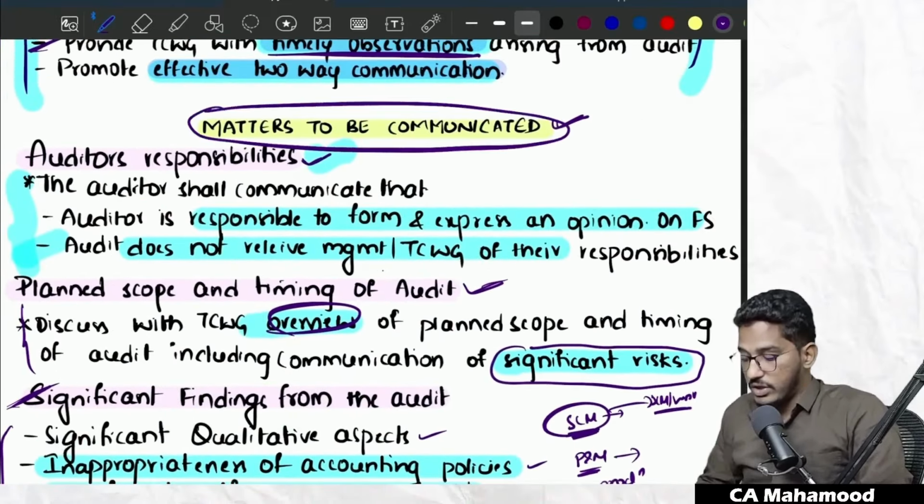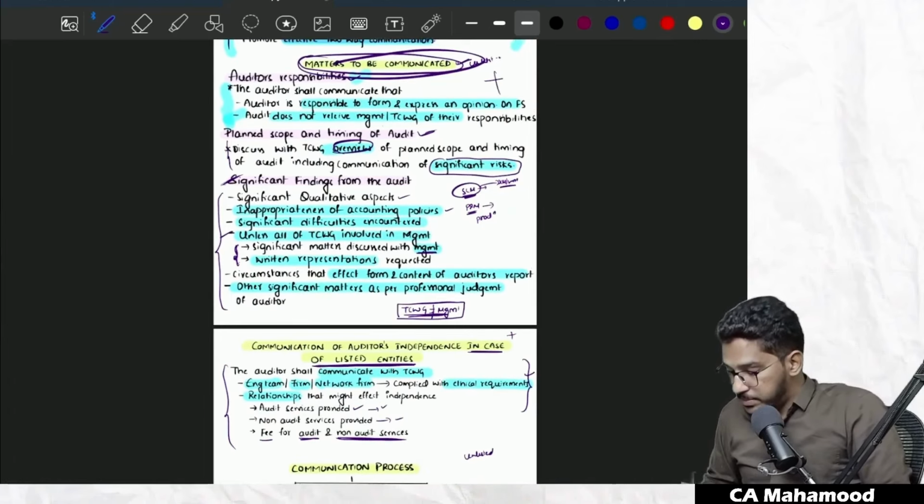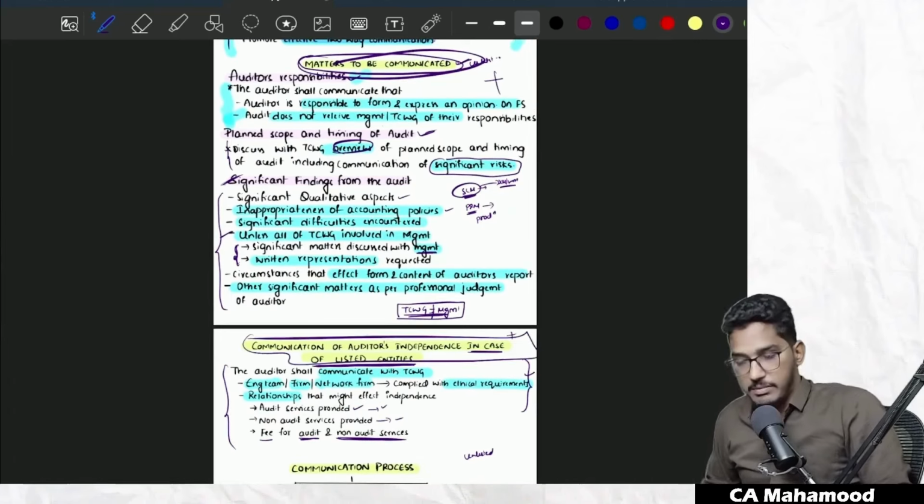So once again, if you are conducting audit of an unlisted entity, only these things. If you are conducting audit of a listed entity, these plus independence requirements, both you have to communicate. Clear? Next. Sir, what should be the communication process? How do you have to communicate? If you are conducting audit of a listed entity, compulsorily you have to communicate in writing. The matters which you are required to communicate with those charged with governance must be communicated in writing.